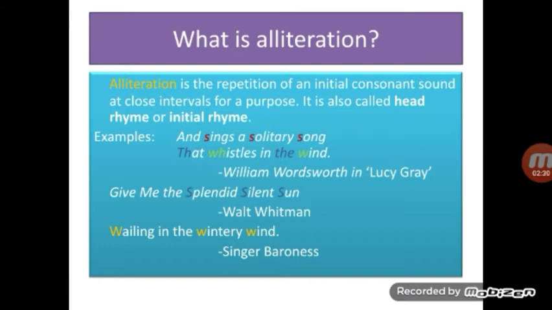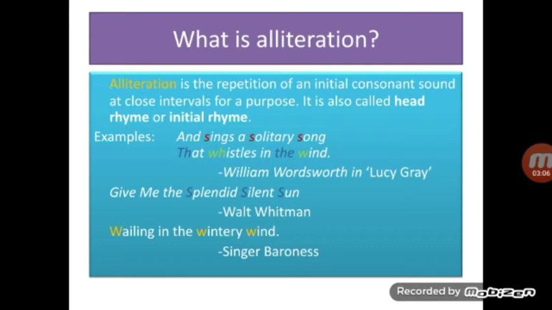Second example here is from Walt Whitman's poem. Here is a line: "Give me the splendid silent sun." Again, "Give me the splendid silent sun." 's' sound repeated thrice: 's' in splendid, 's' in silent, and 's' in sun. So this is thrice repeated. This is another good example of alliteration.